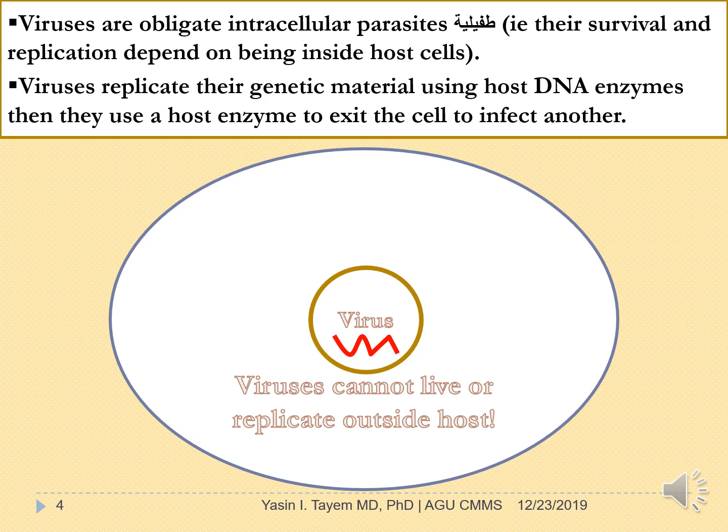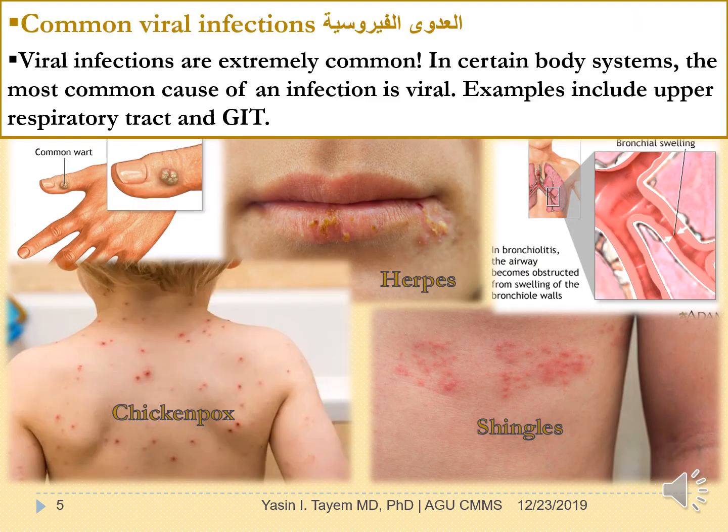Viruses are obligate intracellular parasites, which means that their survival and replication depend on being inside host cells. Viruses replicate their genetic material using host DNA enzymes. Then they use a host enzyme to exit the cell to infect another one. Viral infections are extremely common. In certain body systems, the most common cause of an infection is viral. Examples include upper respiratory tract and GI tract.